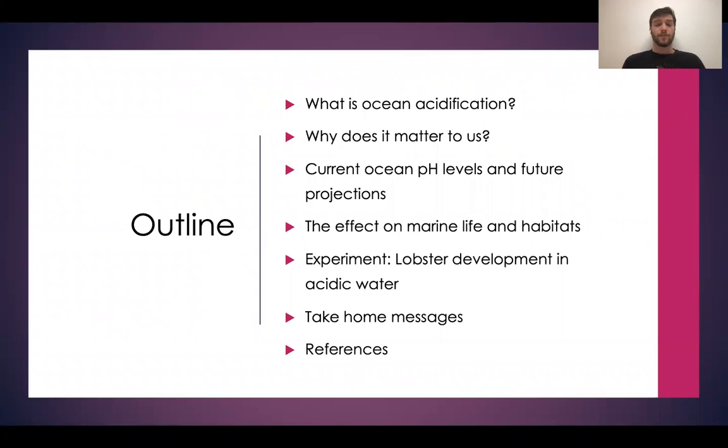So, first, we'll talk about what is ocean acidification. Then, we'll discuss why it matters to us. We'll discuss the current ocean pH levels and the projected future pH levels. We'll talk about the effect on marine life and the marine habitats. We'll dive into an experiment observing lobsters in Maine and how they react to both acidic water and warm acidic water. Then we'll recap and go over the take-home messages from this presentation.